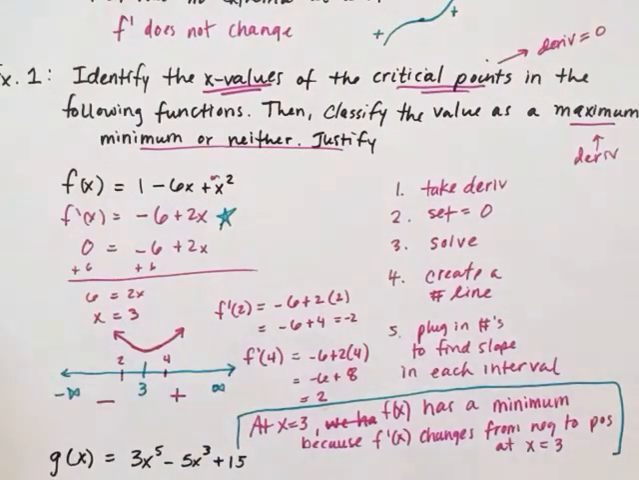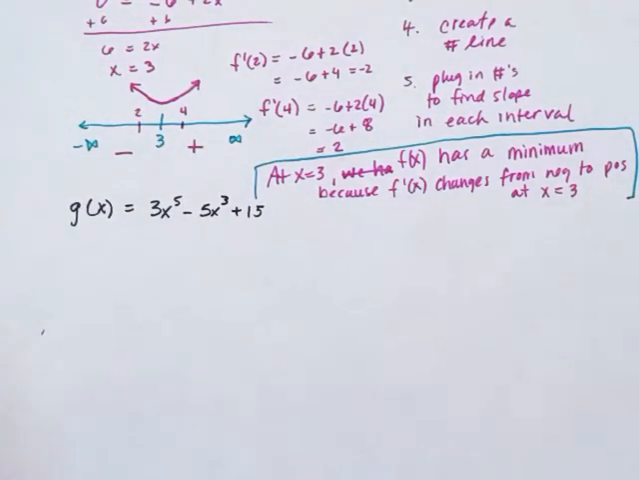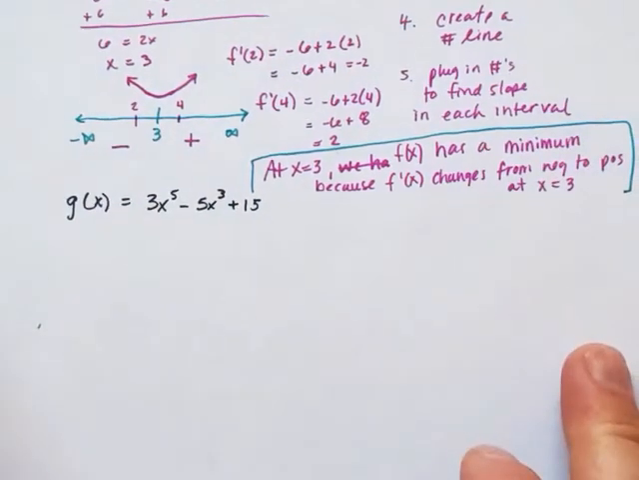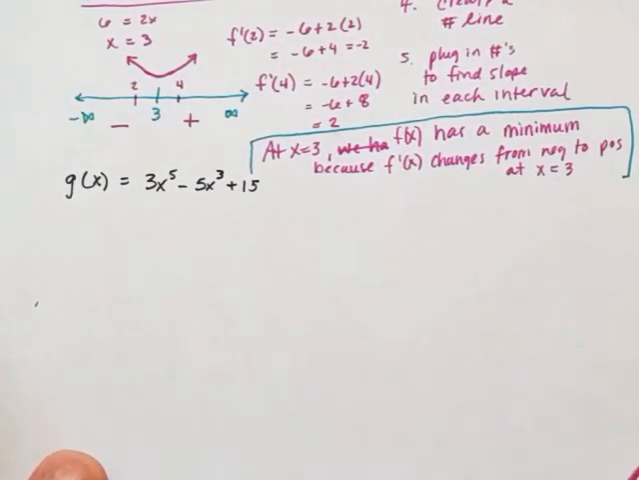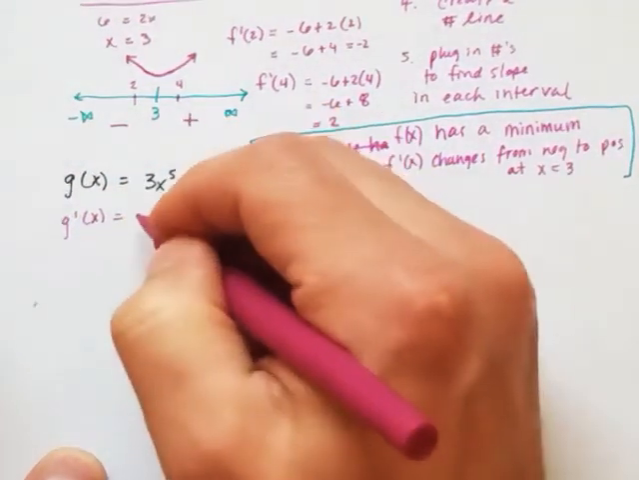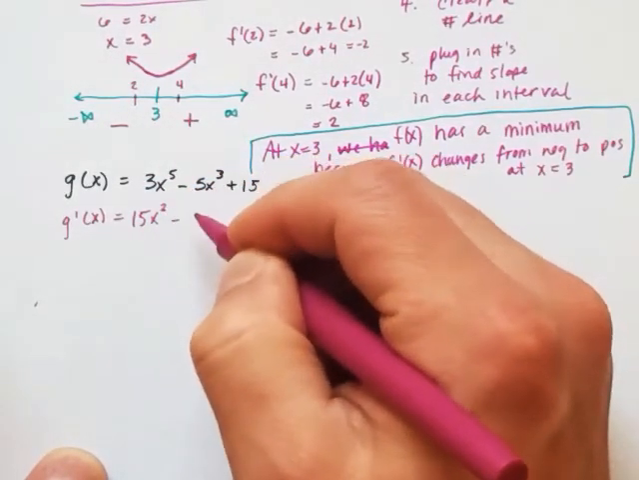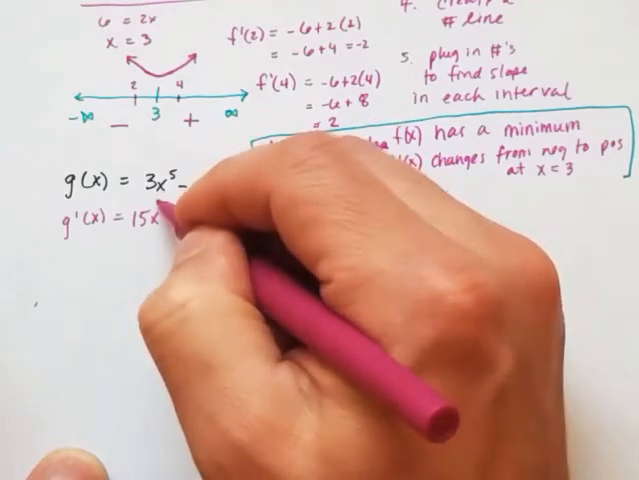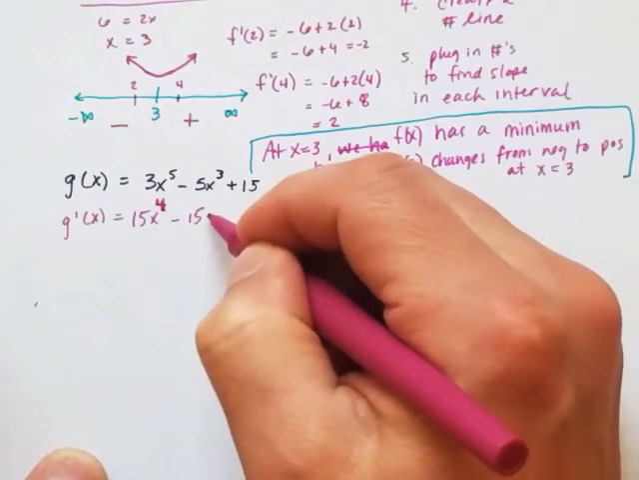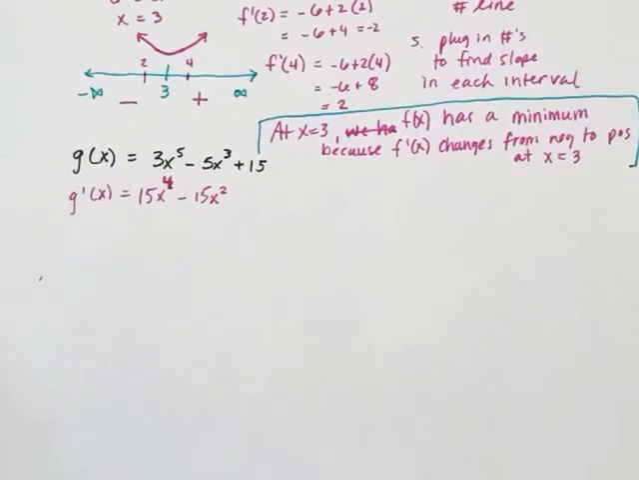Okay, another example is g of x equals 3x to the 5th minus 5x to the 3rd plus 15. We're going to go through the same process here: find the x values of the critical points and identify maximums, minimums, or neither. The very first thing we're going to do is take the derivative using the power rule. 15x to the 4th, pardon me, minus 15x squared, and that 15 is just going to turn into a constant.